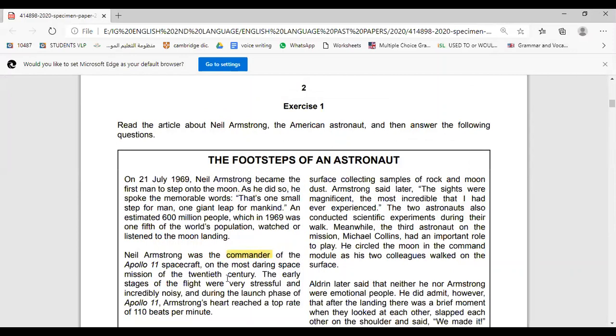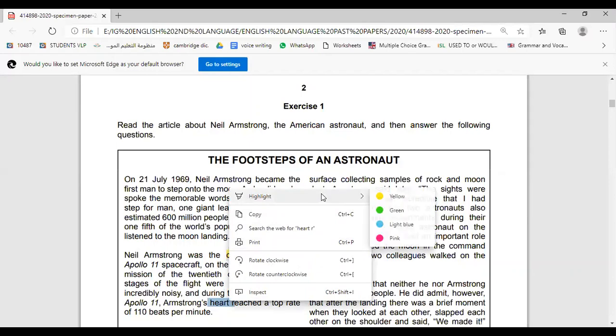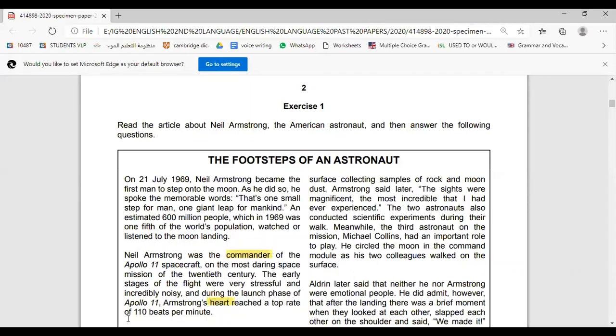Okay, and I'll continue reading of the Apollo 2nd spacecraft on the most daring space mission of the 20th century. The early stages of the flight were very stressful and incredibly noisy, and during the launch phase of Apollo 2nd, Armstrong's heart, here is heart, I'm looking for something like that, yes, okay, reached a top rate of 110 beats per minute. Here, top rate, I think top rate means exactly the fastest. That's what we were looking for. So I put the answers for the first and the second questions on the same part, I mean the same paragraph.